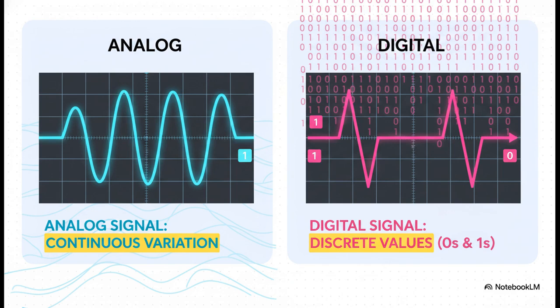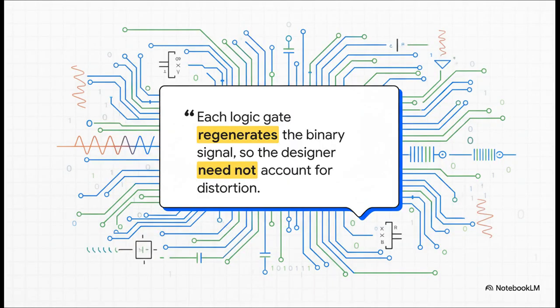Think of it this way. An analog signal is like a smooth ramp. Its value can be anything along a continuous spectrum. A digital signal, however, is like a staircase. It can only be one of a few specific values, usually just on or off, a 1 or a 0. There is no in-between.